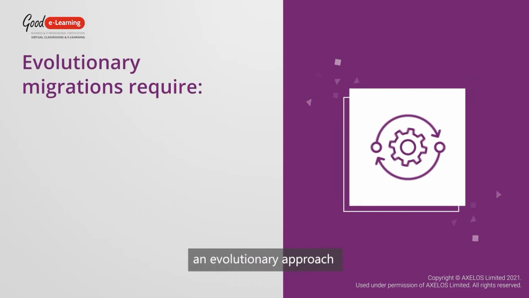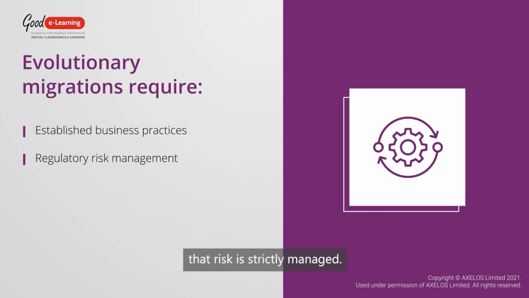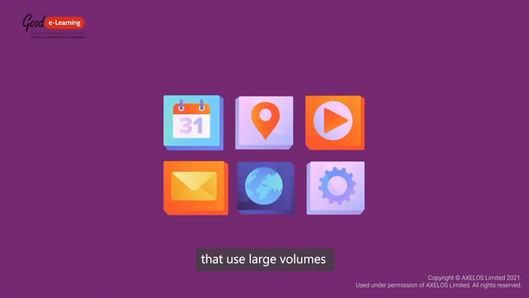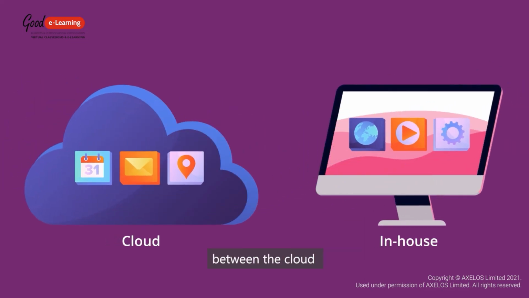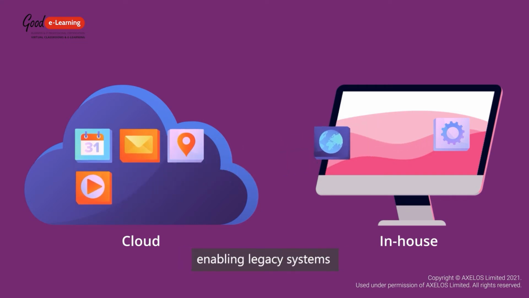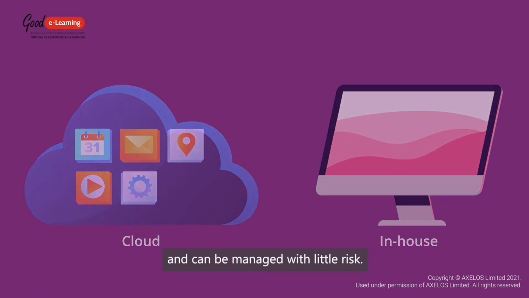Organizations using an evolutionary approach typically have established business practices and systems, especially where regulation requires that risk is strictly managed. This approach is good for organizations that use large volumes of data that can be managed in parallel between the cloud and in-house environments. It also allows the transition to new facilities to be planned smoothly, enabling legacy systems to be off-boarded when the new processes are functioning and can be managed with little risk.